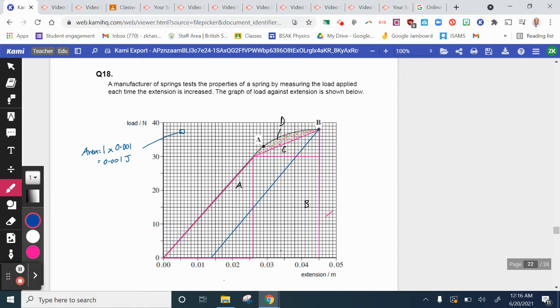Question 18. A manufacturer of springs tests properties of a spring by measuring a load applied each time the extension is increased. The graph shows load against extension, so force against extension. So here you've got the original graph, and then I've got my additions for the rest of the question.